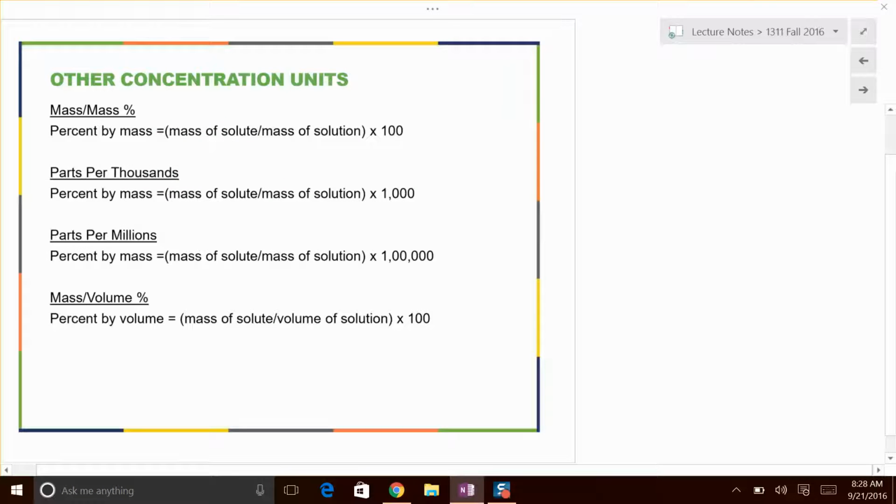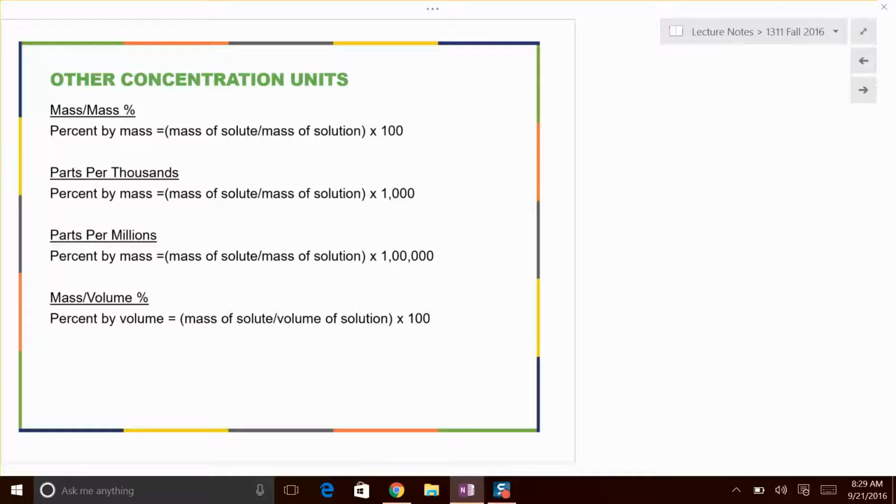Okay, now, other concentration units that you would encounter are things like, so we've looked at molarity. That's moles per volume. Now we're going to look at mass per mass percent. Mass per mass percent is simply defined as the mass of a solute. The solute is the thing in the lesser amount. And you divide it by the mass of the entire solution and multiply by 100. That'll give me my mass per mass percent.